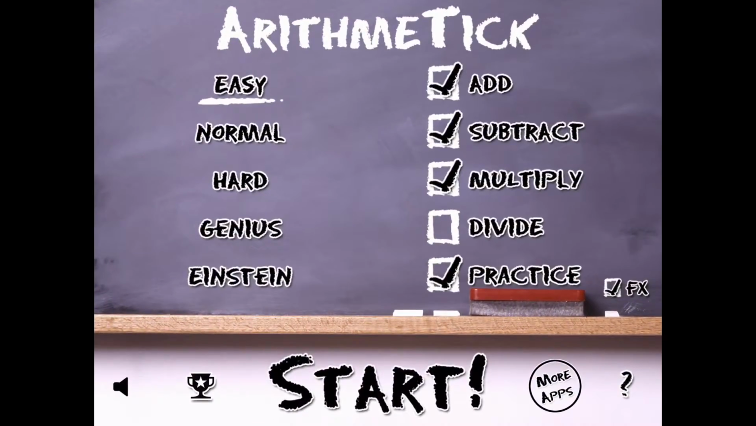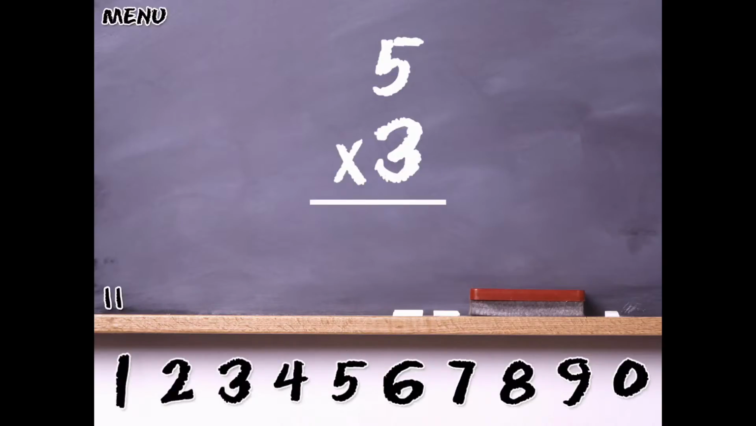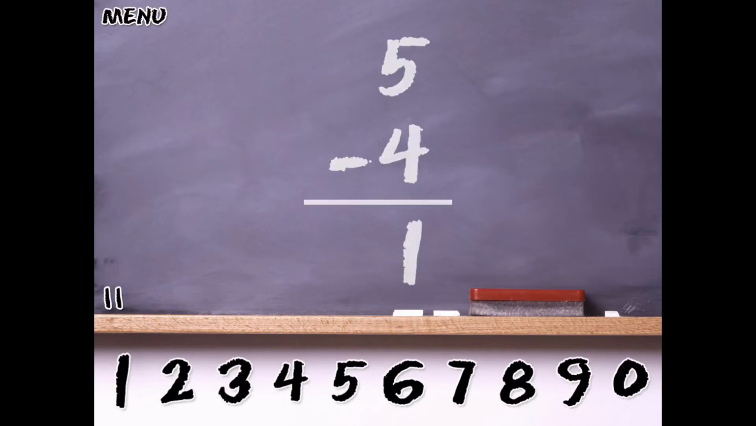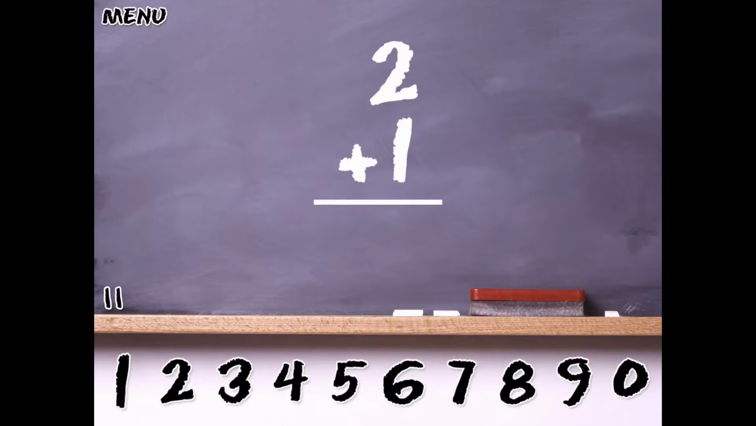Now we'll look at division. Alrighty. Sorry about that. We'll get here on division. So now we have all 4 of these checked: addition, subtraction, multiplication, and division. Okay. So now we have a multiplication problem here: 5 times 3, which is 15. So we'll select the 1 and the 5. Okay. 5 minus 4 is 1. Get our 2 plus 1. Select the 1 and the 0.